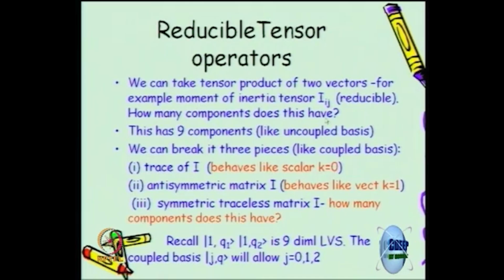But is the spirit clear of how things are going? So this is the way I resolve, seeing how the rotation properties are, and each one is an irreducible tensor. You can see there is a lot of resemblance to taking the tensor product of states, which gives you an uncoupled state that is 9-dimensional, and you can resolve it in the coupled basis into 1-dimensional, 3-dimensional and 5-dimensional. 2j plus 1 is the dimension of j. Clear?